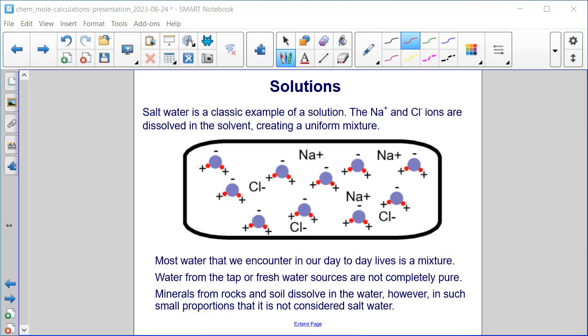Salt water is a classic example of a solution. The sodium ions and chloride ions are dissolved in the solvent, creating a uniform mixture. Most water that we encounter in our day-to-day lives is a mixture. Water from the tap or freshwater sources are not completely pure. Minerals from rocks and soil dissolve in the water, however, in such small portions that it is not considered salt water.